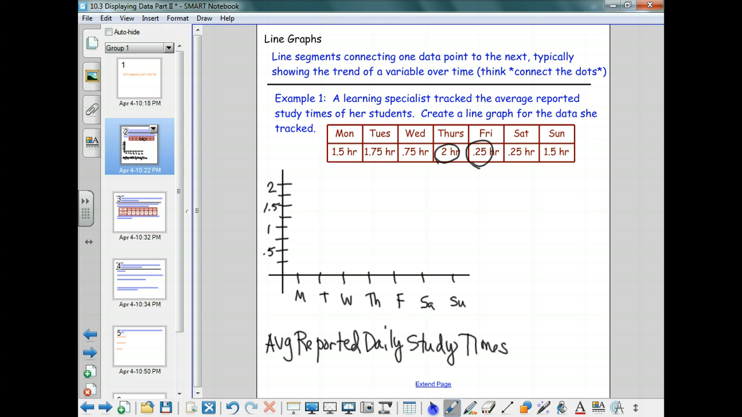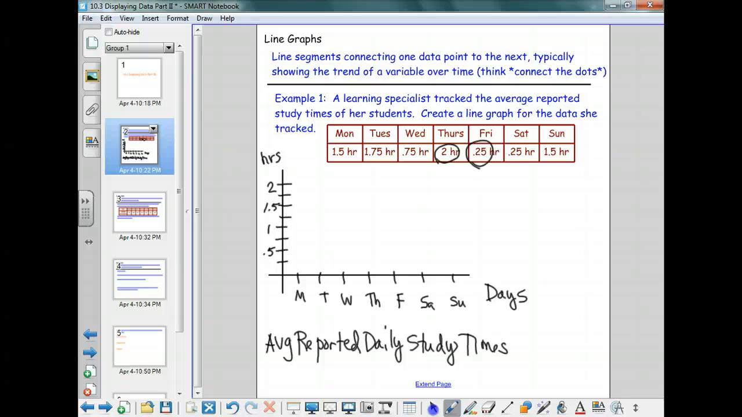What else do I need? I need to label my axis. So on the bottom, what I'm going to label my horizontal axis? The days. If you want to say days of the week, that's fine. You can write days. What about my vertical axis? Hours. If you want to be really specific, you could actually put hours studying. We've already put studying down in our title, so if you don't, that's okay. And then we're going to put a dot for every single one of these data points.